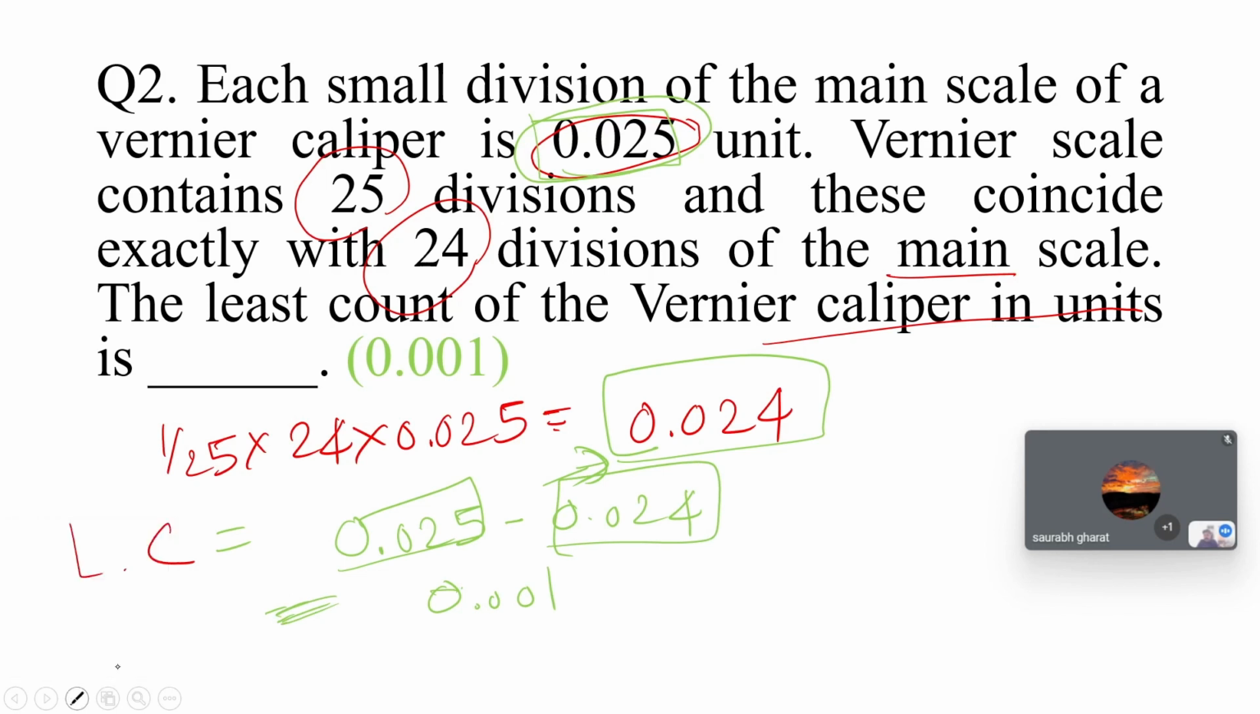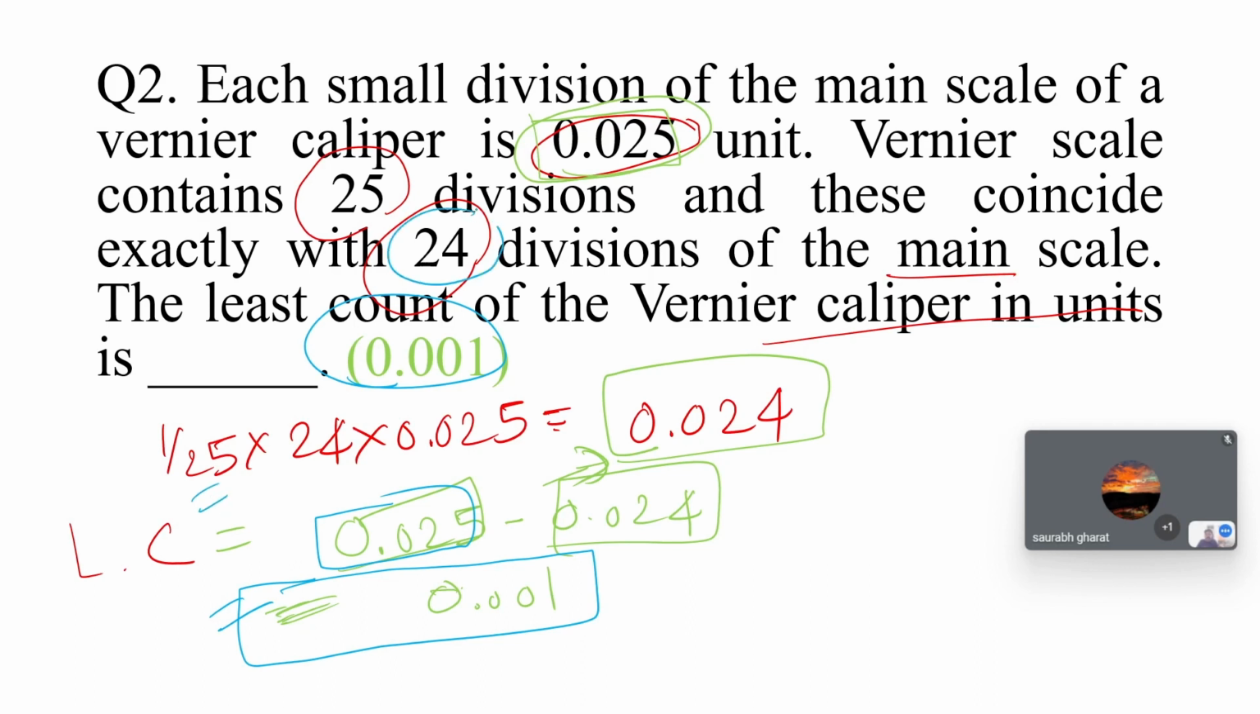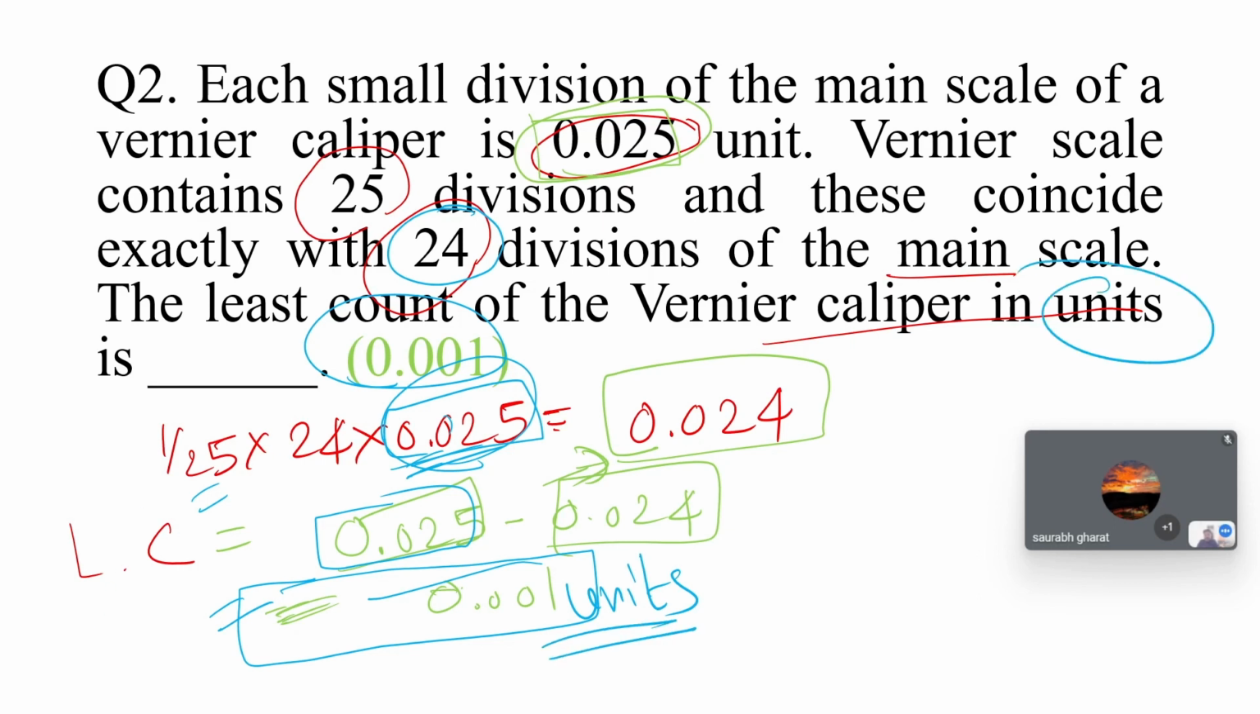What is your answer here? Yes, exactly. We just need to know how to subtract and how to calculate this, because 24 divisions of the main scale are coinciding with 25 divisions on the vernier. Each vernier scale division counts on the main scale as this value, and for each small division on the main scale, this is the value that can be measured. From this you get the least count in units, because the question mentions units.